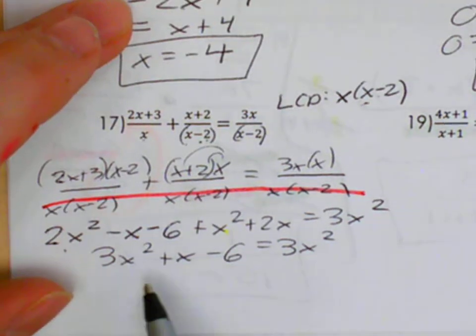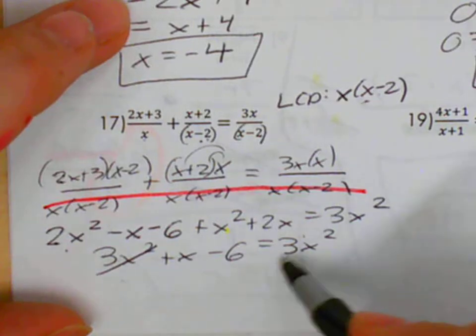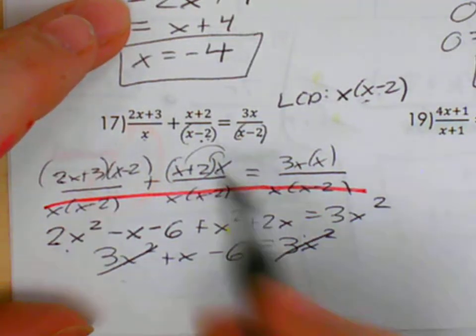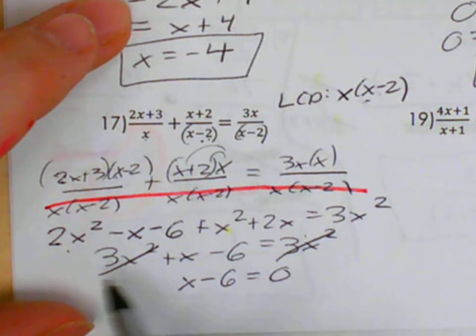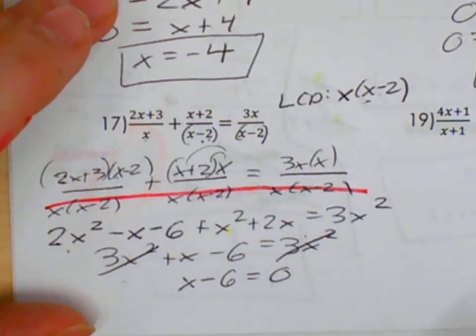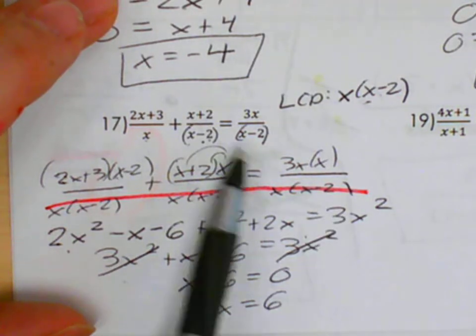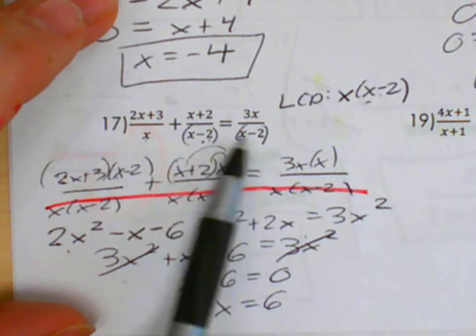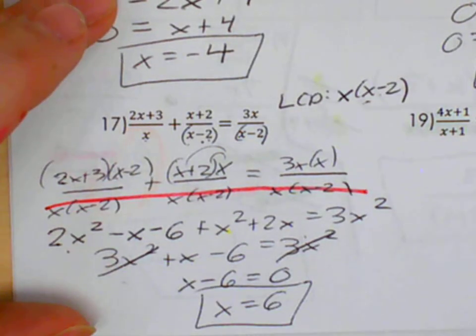Oh, but I have a 3x squared on both sides. So they actually cancel, right? If I subtracted it, I would get 0. So this means x minus 6 equals 0. If I bring this 3x squared over, 3x squared minus 3x squared is 0. So this gives me x equals 6. I check and make sure I can put 6 in without making any of these denominators 0, and I can. So that is my answer.